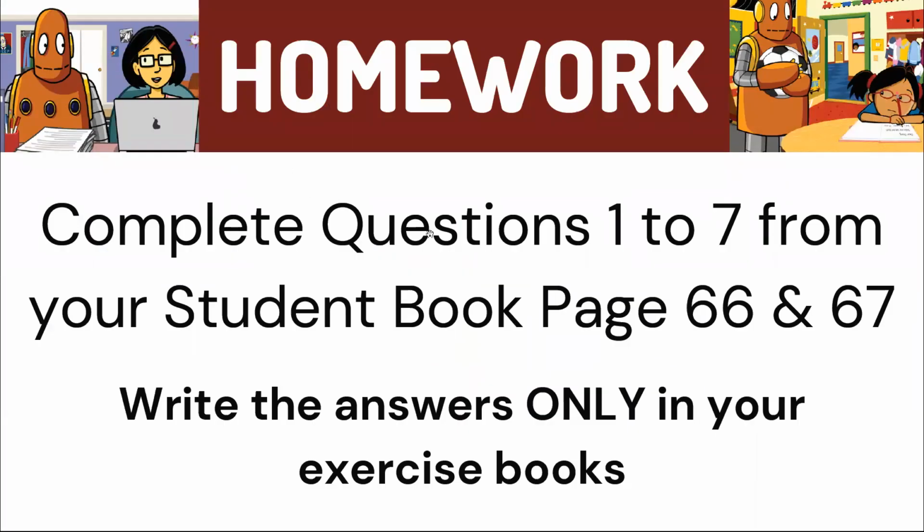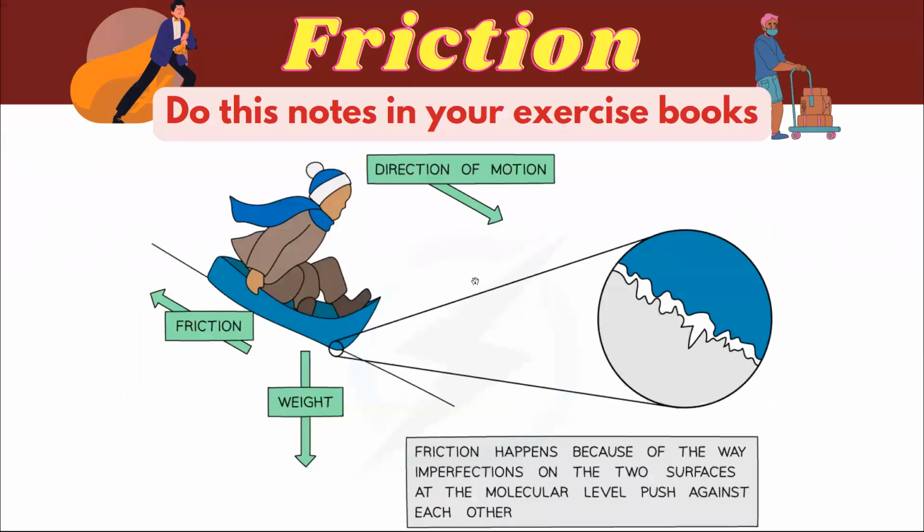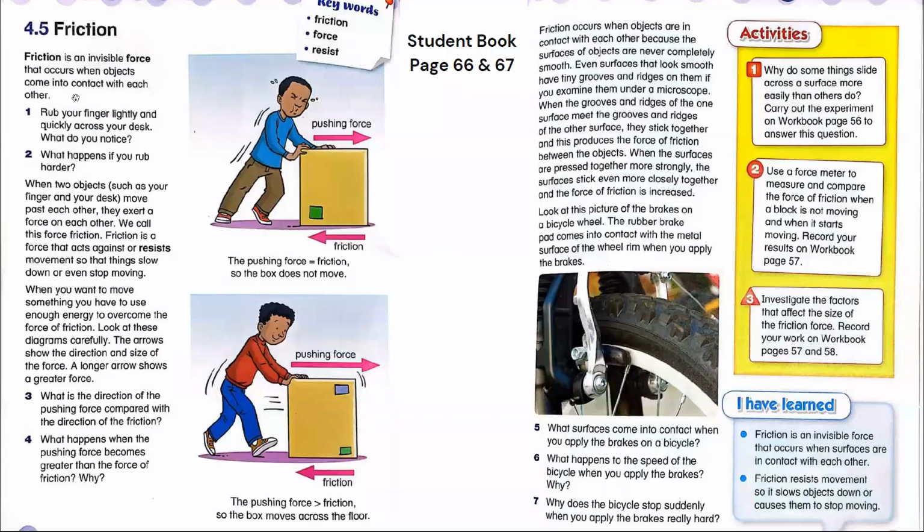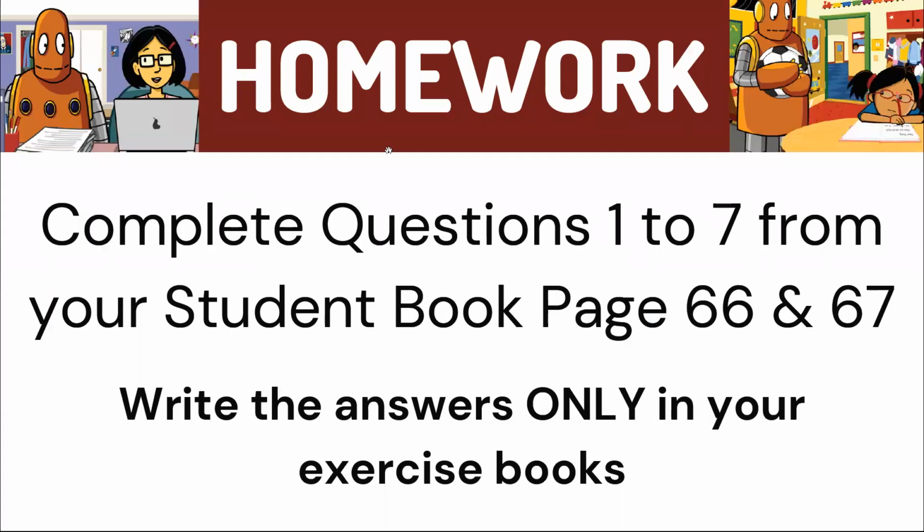Open up your student book to pages 66 and 67. Earlier, remember, these pages. So I want you to do questions 1, 2, 3, 4, 5, 6, 7 in your exercise book as usual. As usual, you don't need to write the questions, just write the answers in your exercise book. The topic is 4.5 friction. Complete questions 1 to 7 from your student book, pages 66 and 67. Make sure you only write the answers in your exercise book.